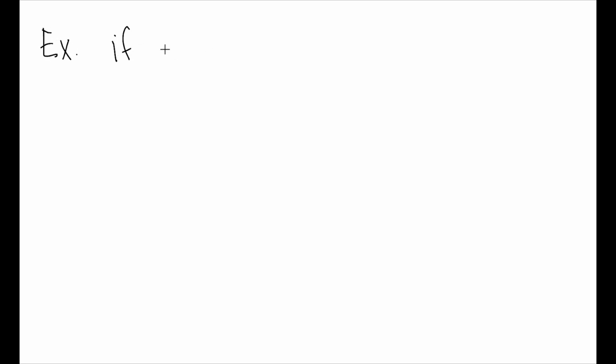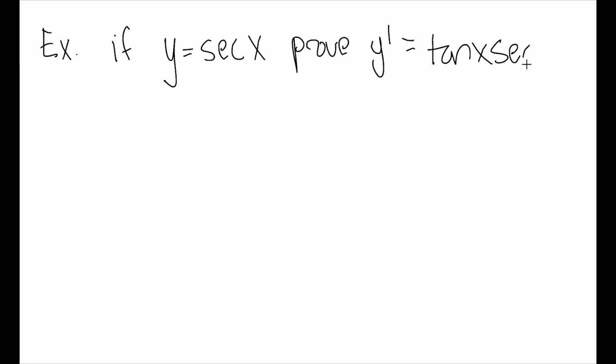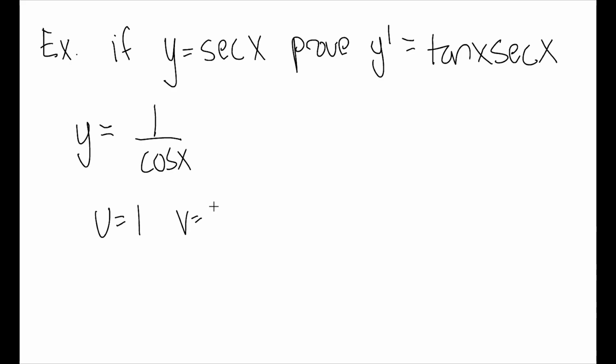So you're told in the next example, if y equals secant x, prove the derivative is tan x times secant x. So y equals 1 over cosine x. So we have to use the quotient rule, where u equals 1 and v is the cosine of x. Now here we're differentiating, so you have to use those rules, not the integration rules. So be careful and read the problem.